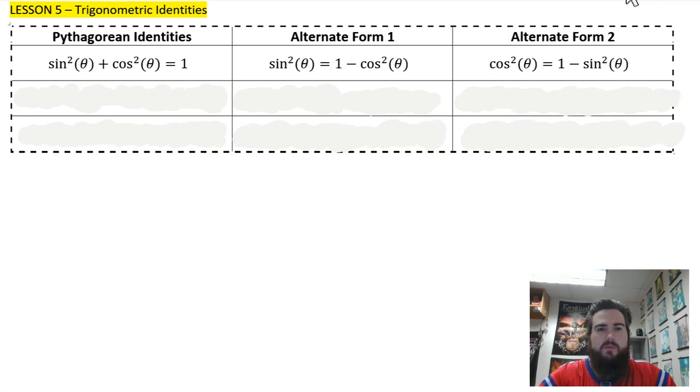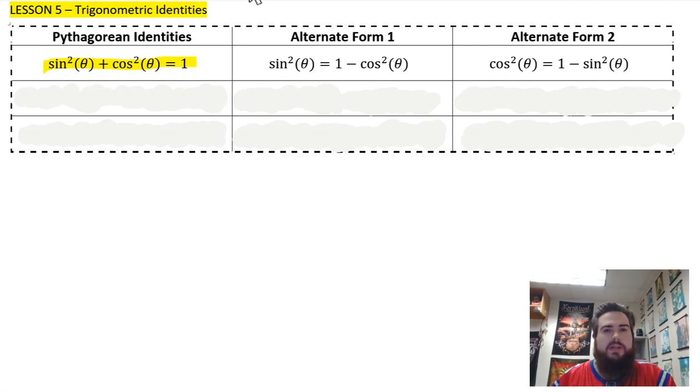In a previous lesson, we discussed how to come up with a Pythagorean identity that is generated from taking the Pythagorean theorem a squared plus b squared equals c squared, equating that to a unit circle triangle where a and b are x and y, and c, the hypotenuse, is 1. Replacing x with cosine squared and replacing y with sine squared led us to the first Pythagorean identity listed in the top corner of this table. Sine squared plus cosine squared equals 1.